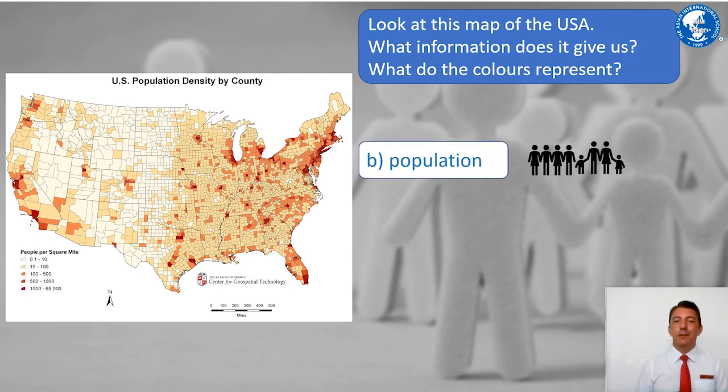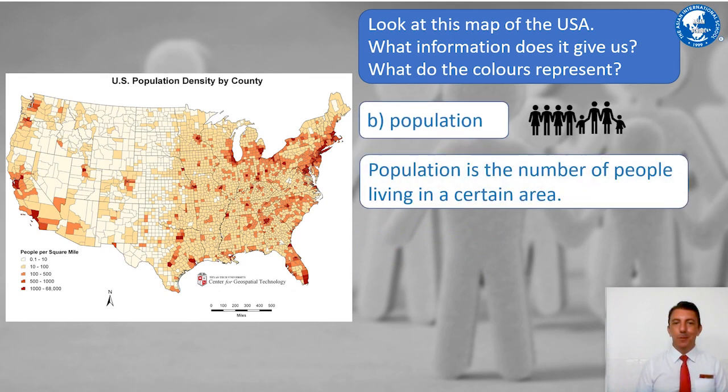Well, the correct answer is population. So population is the number of people living in certain areas. So on this map, the dark red areas indicate places that are very crowded. They have many people. And the light areas are places that have few people.